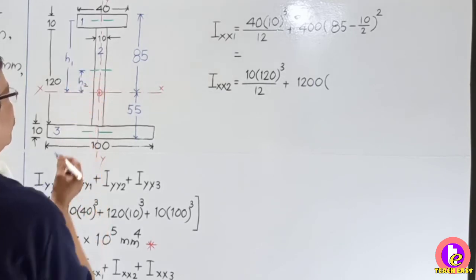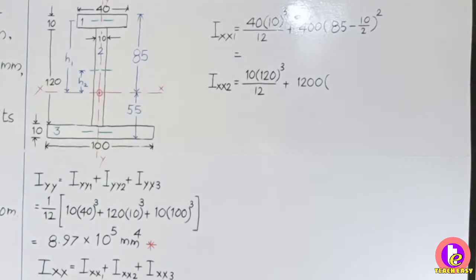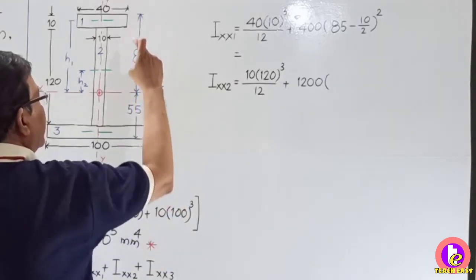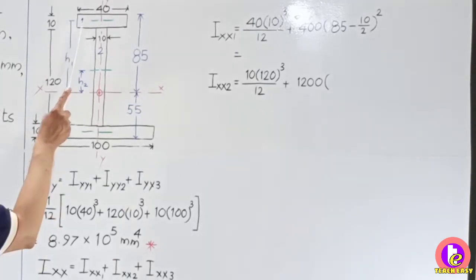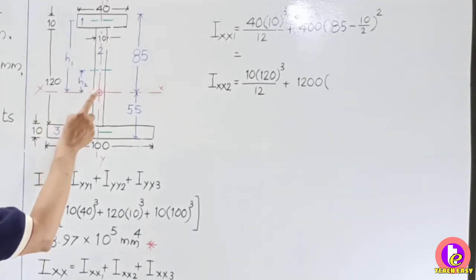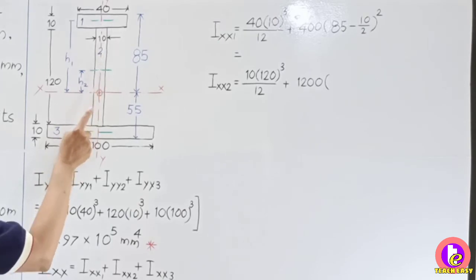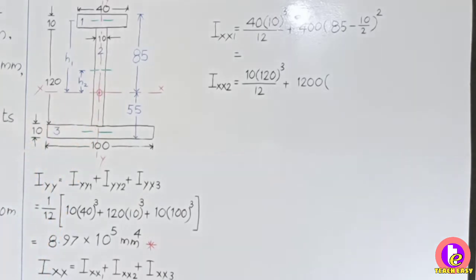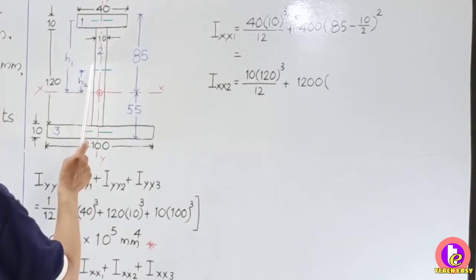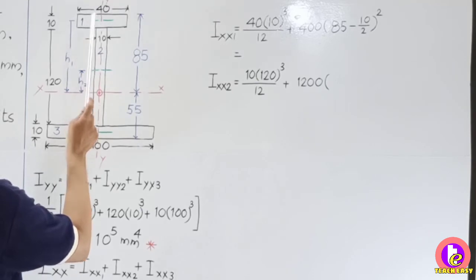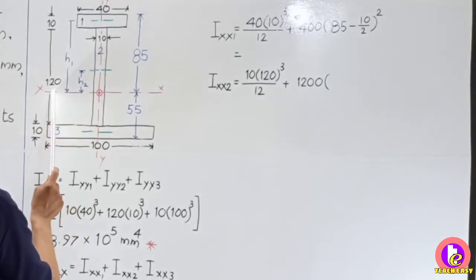So what will be this value? Can you tell me? What will be this value? May I say that it is 85 minus. See, look here. This distance is 120. Half of that means this is, how much is this? 60. Okay. So, this much is 60. Correct? This one is 60.